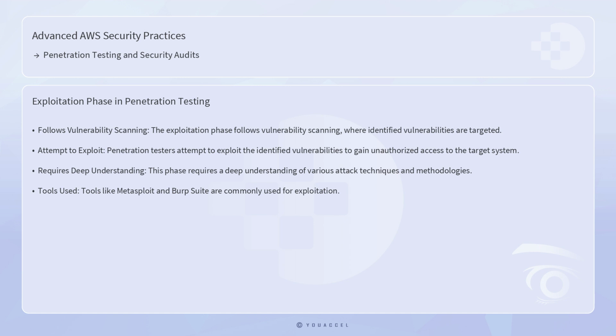The exploitation phase follows vulnerability scanning. During this phase, penetration testers attempt to exploit the identified vulnerabilities to gain unauthorized access to the target system. This phase requires a deep understanding of various attack techniques and methodologies. Tools like Metasploit and Burp Suite are commonly used for exploitation. Successful exploitation provides valuable insights into the potential impact of an attack, allowing organizations to implement effective mitigation measures.